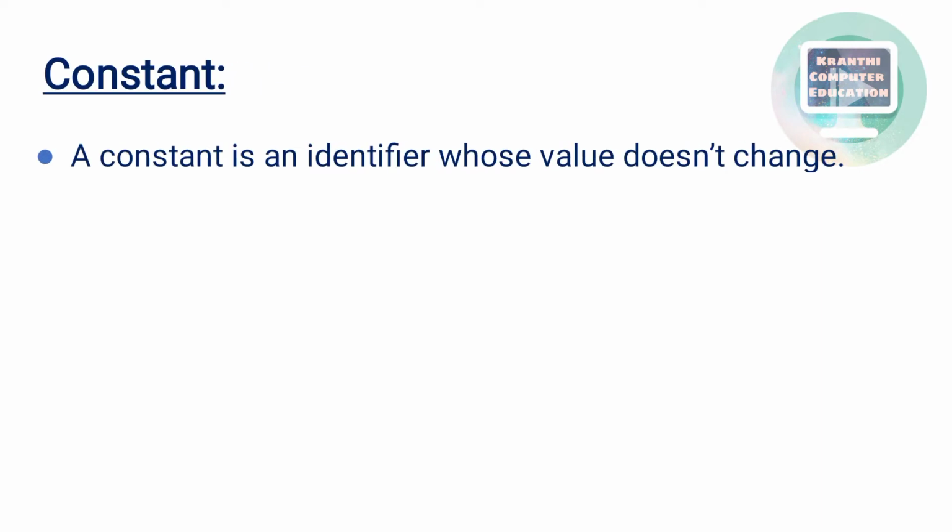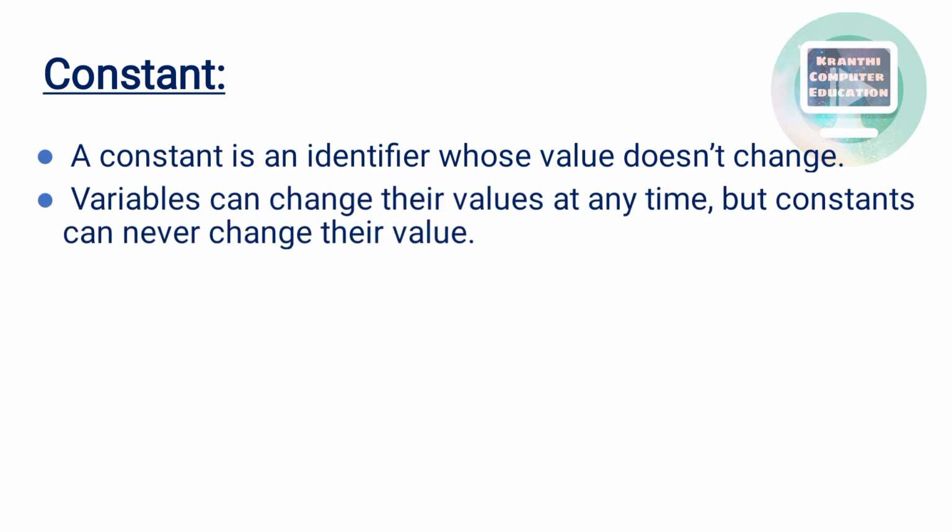Constant. What is a constant? A constant is an identifier whose value does not change. A constant is nothing but an identifier in our program. It takes one value, and that value does not change in the program. Variables can change their values at any time, but constants can never change their value.